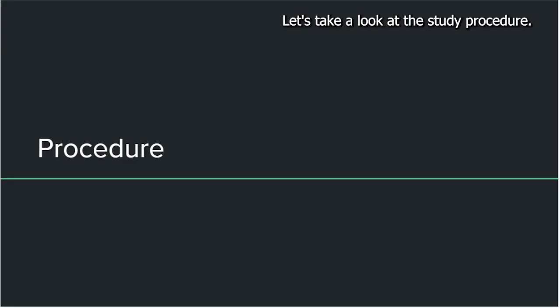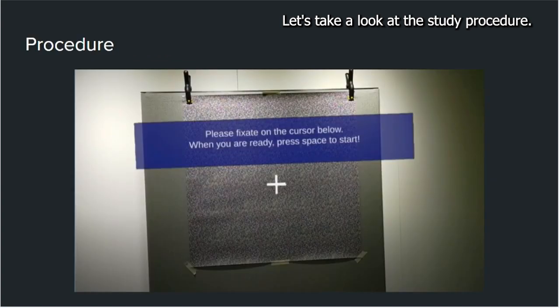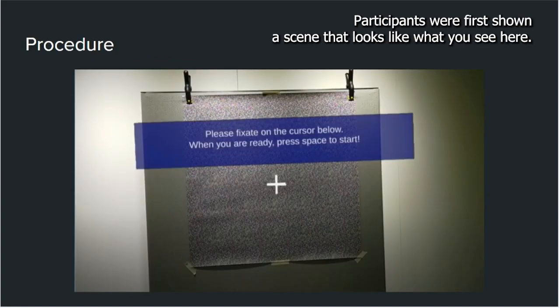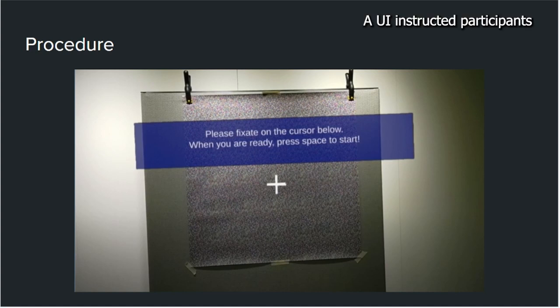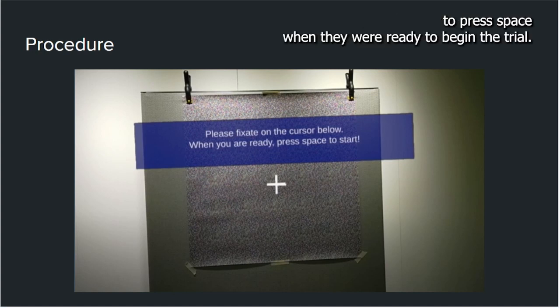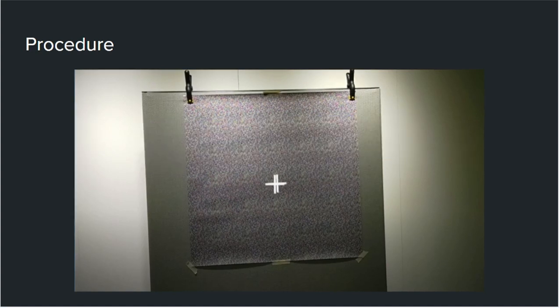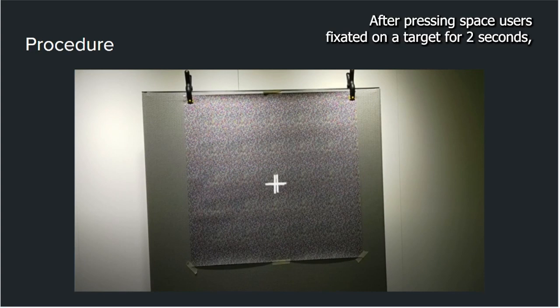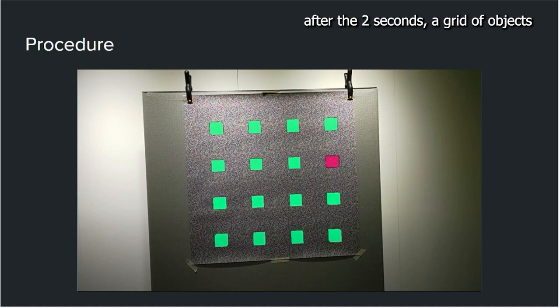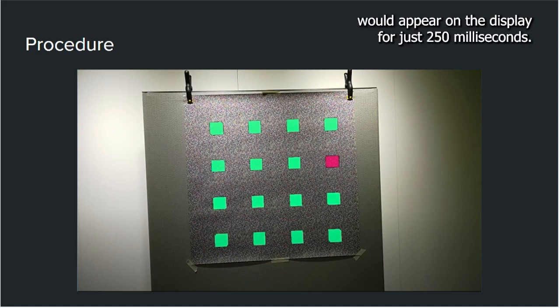Let's take a look at the study procedure. Participants were first shown a scene that looks like what you see here. A UI instructed participants to press space when they were ready to begin the trial. After pressing space, users fixated on a target for 2 seconds. After the 2 seconds, a grid of objects would appear on the display for just 250 milliseconds.